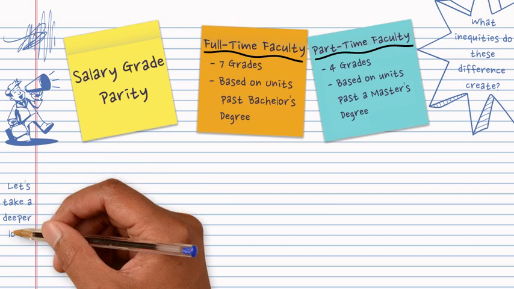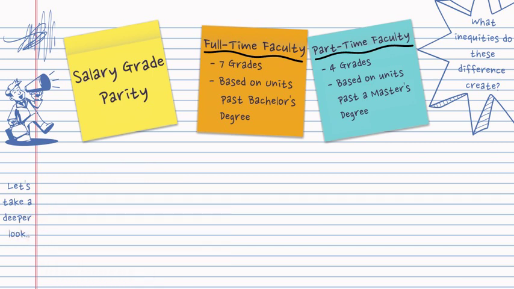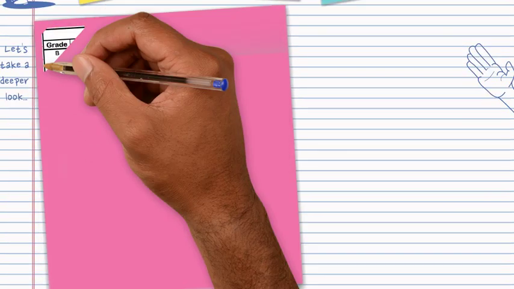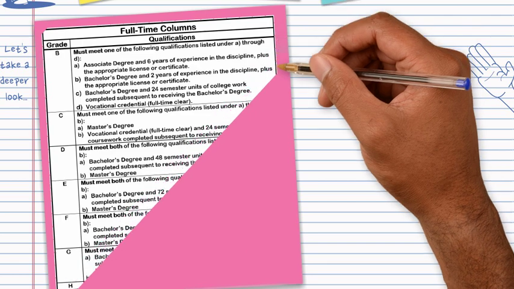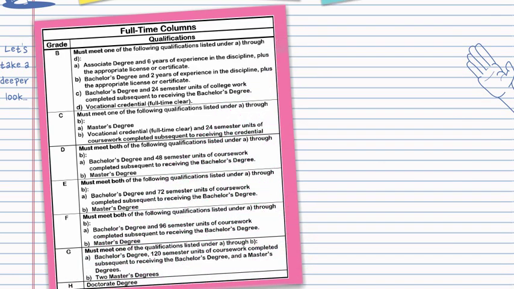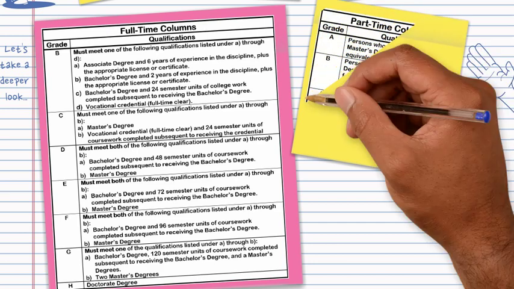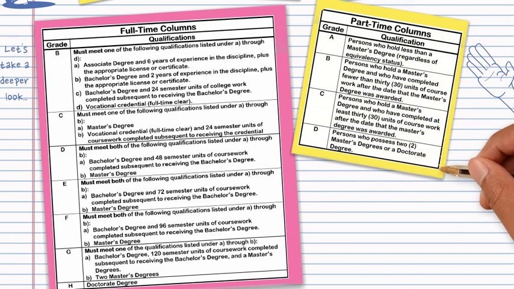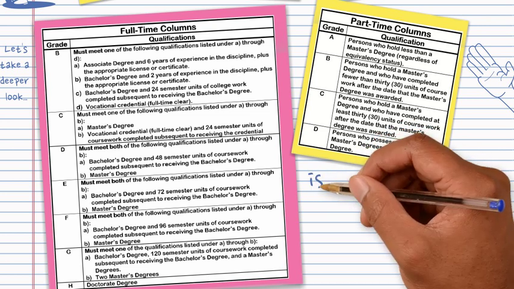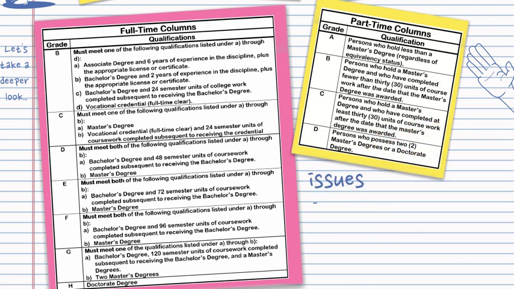So let's take a closer look at the salary grade placements to see what our faculty are experiencing. On the left side of the screen, you can see the 7 full-time salary grade placements. And on the right side of the screen, you will see the 4 part-time salary grade placements. Most master's degrees are anywhere from 30 to 60 units, depending on the program.